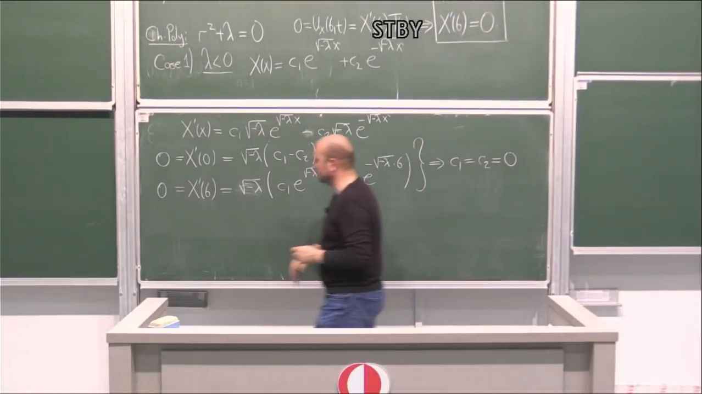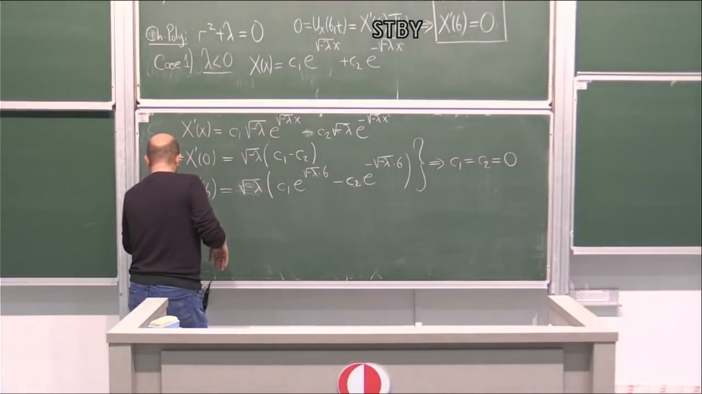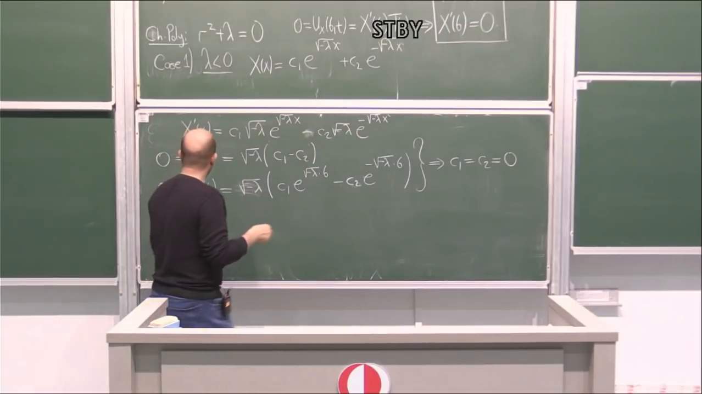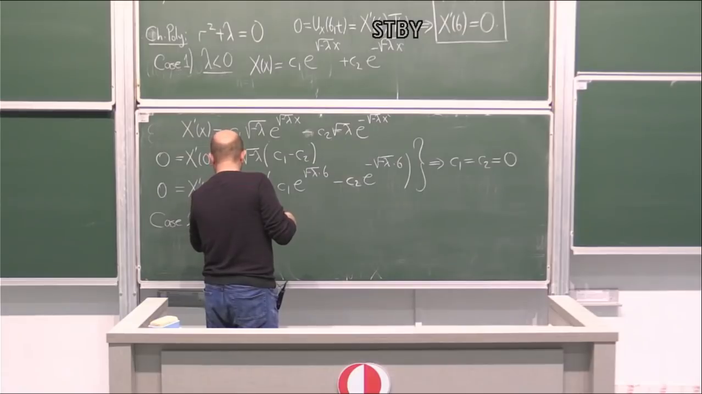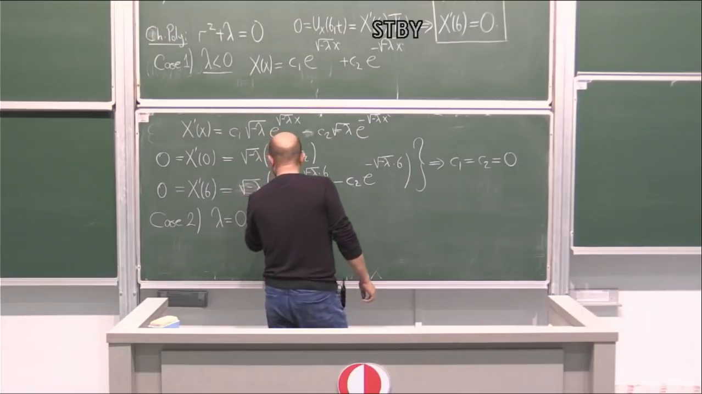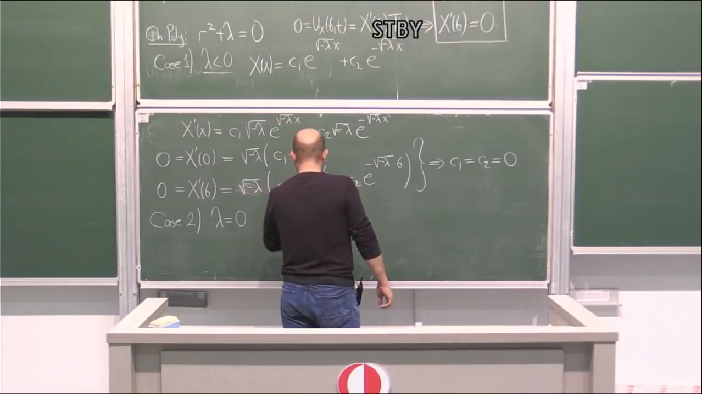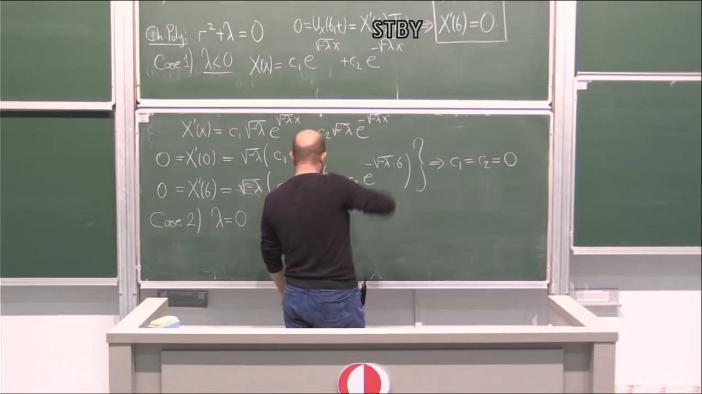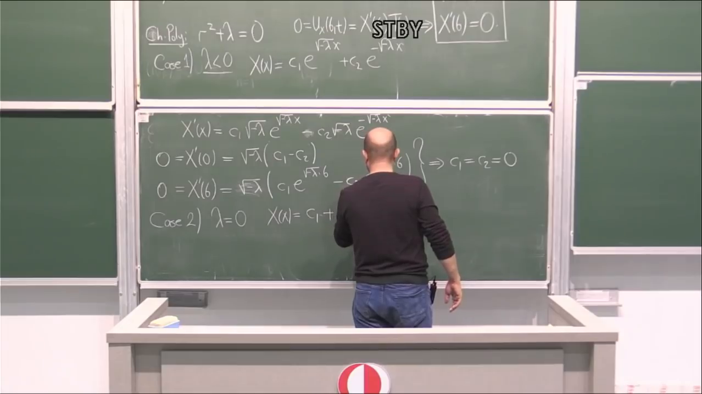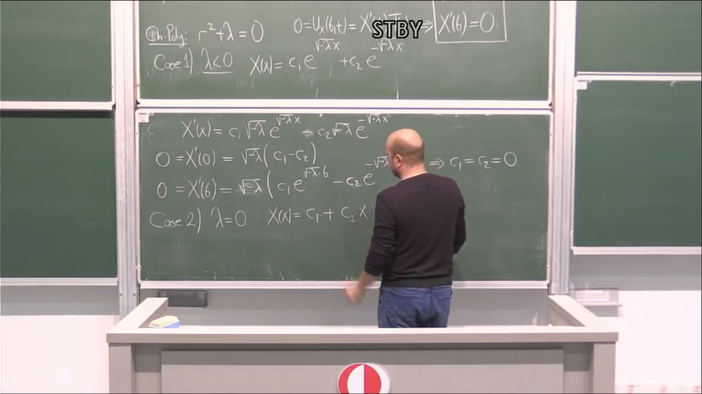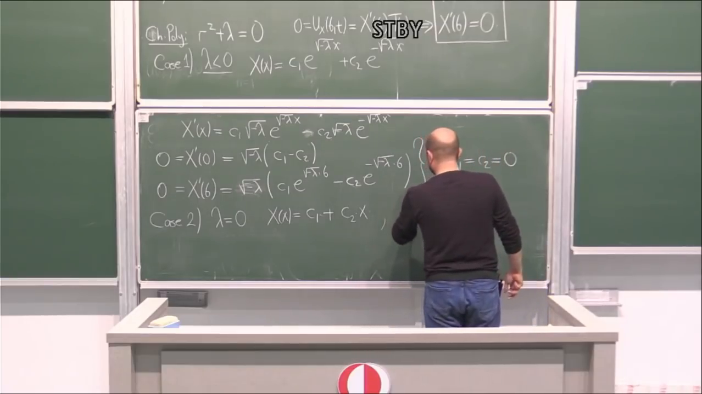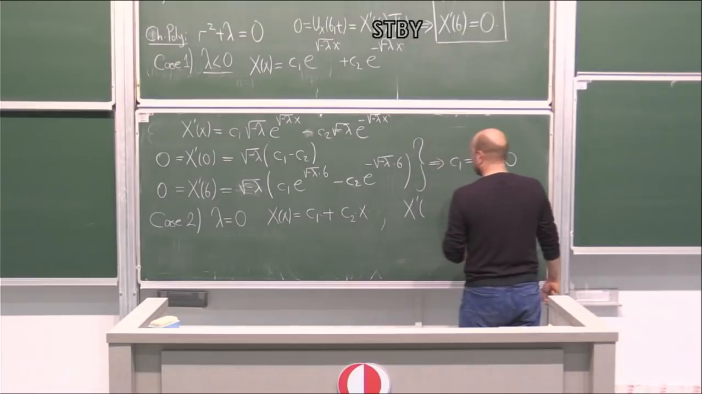Now let's look at case 2. Case 2 says now lambda is 0. This time you have a double root, and so the solution will be C1 e to the 0x, so it's 1, plus C2 times x times e to the 0x, which is just 1. So this is the thing we get. Now, what about its derivative? Its derivative is just going to be C2.